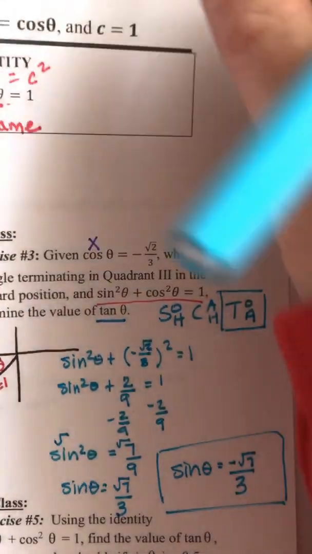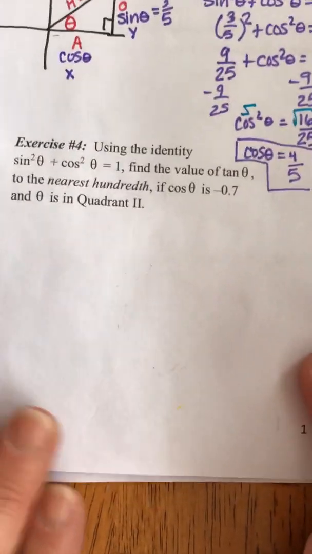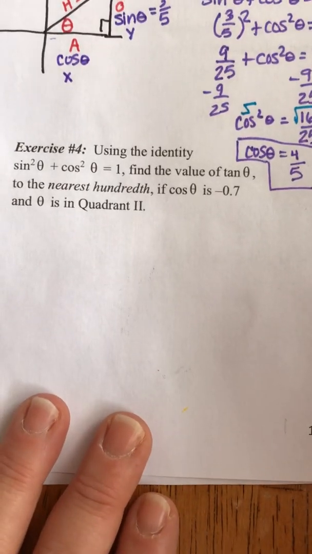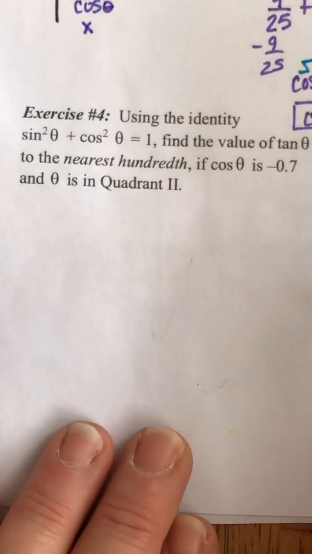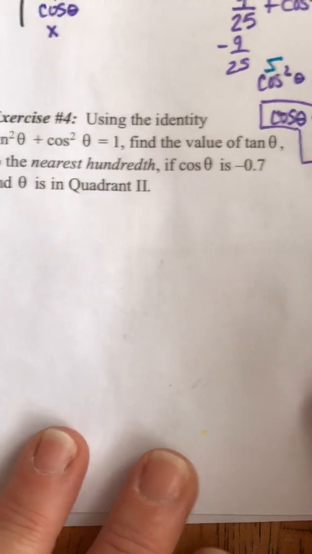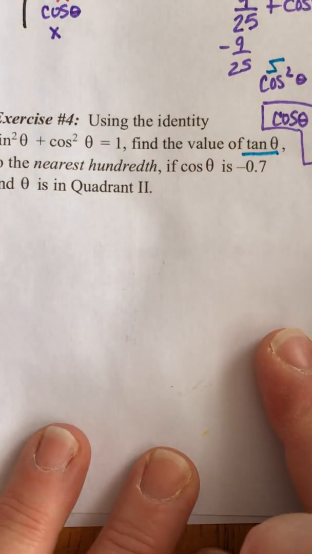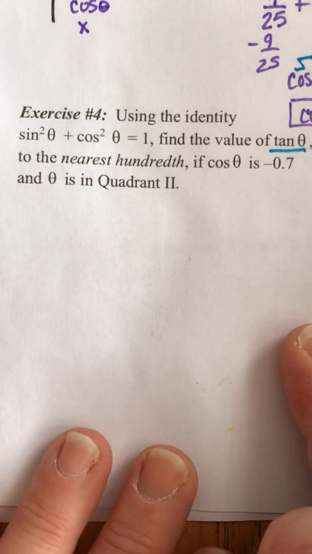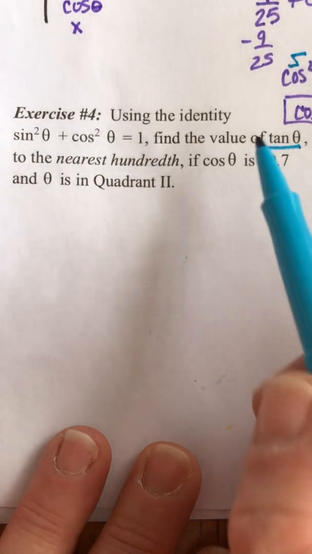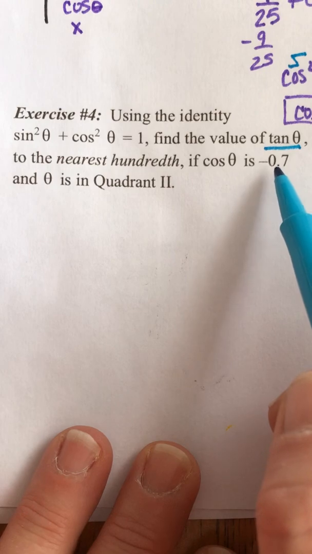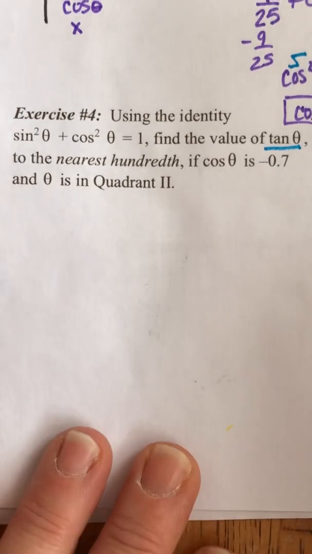All right, let's do another one. Using the identity sine squared plus cosine squared equals 1, find the value of tan. So we're going to end up with tan that we need to find, to the nearest hundredth. The only thing that's changing here is that they gave me a decimal for the side of that triangle. So let's go ahead and set this up.